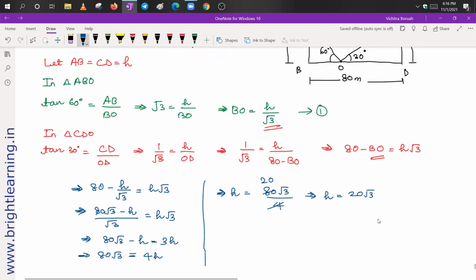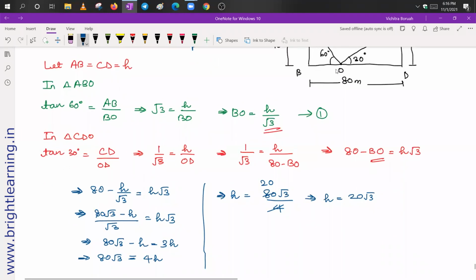Again, we also have to find these two distances. We have to find BO distance also, and we have to find OD distance also. So now from this relation, we know that BO is equal to H upon root 3. Now here you can put the value of H, because we already know the value of H. So putting the value of H, you will get 20 root 3 upon root 3. So root 3 and root 3 get cancelled and you will get 20.